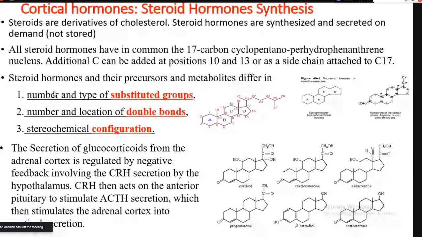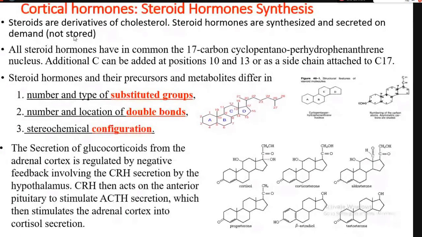Now I'll read this. So steroids are derivatives of cholesterol. Everybody should know. Steroid hormones are synthesized and secreted on demand, not stored. Okay, there are no vesicles or something to store these hormones. Okay, thyroid hormones are stored in vesicles. Posterior pituitary hormones are stored in the posterior pituitary gland. But these steroid hormones are not stored.